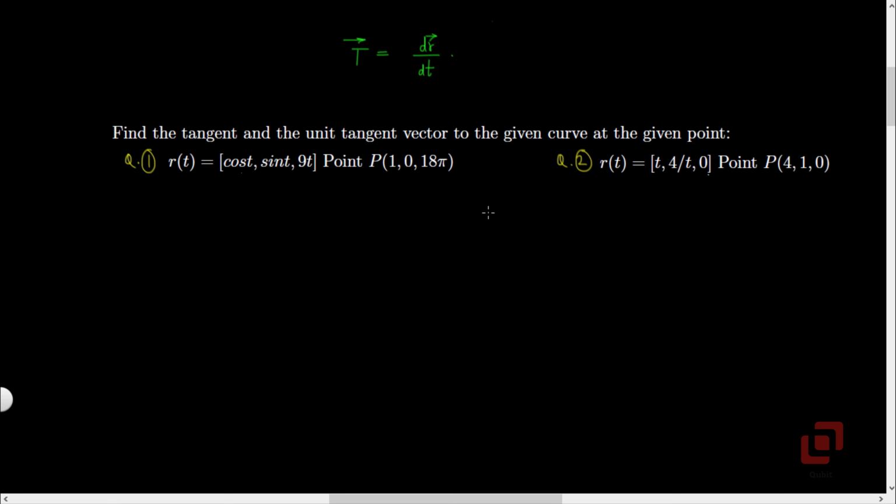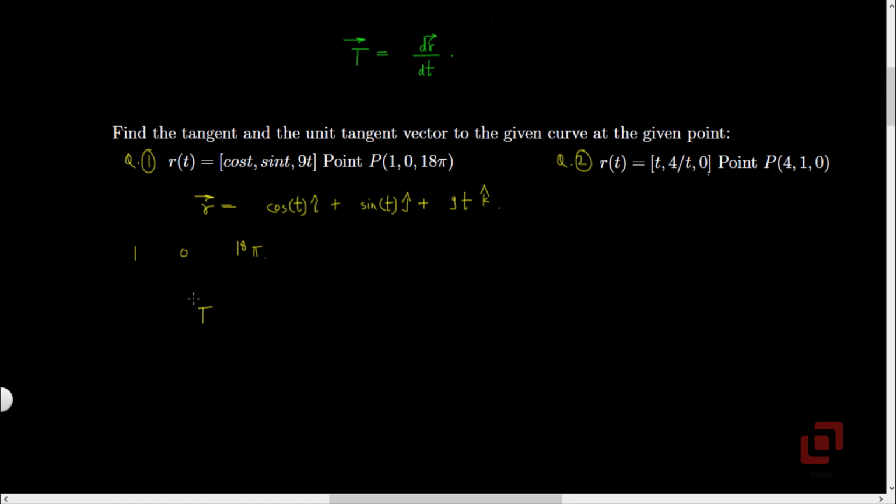Let us now solve a couple of examples wherein we will find the tangential direction to the given curve at the given point. We start with the example of a helix, whose position vector r bar is given by cos t i cap plus sin t j cap plus 9t k cap. So r bar is cos t i plus sin t j plus 9 into t k. The point P has the coordinates 1, 0 and 18 pi.